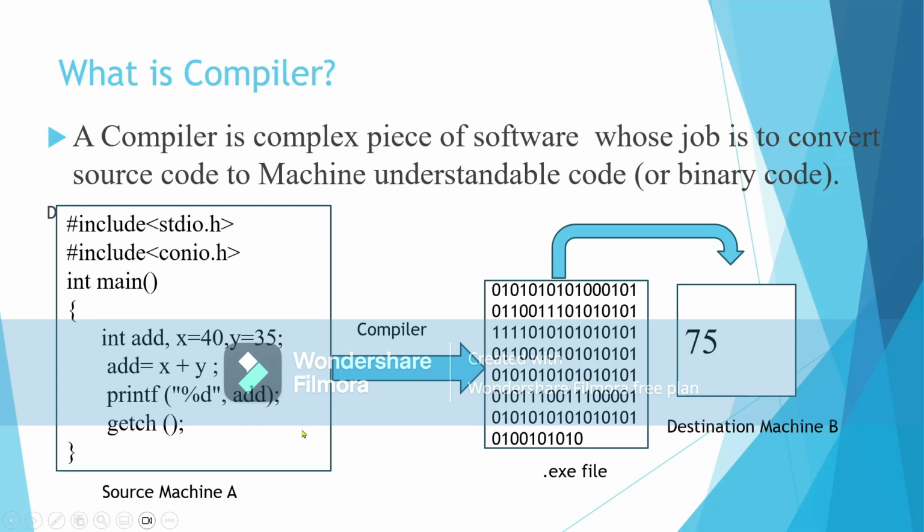Now see, we are considering the source machine to be a Windows machine. After compilation, the compiler is used as a translator. It converts this source code, the C programming language code, into binary code or machine understandable code, which is the .exe file. When the Windows operating system is there, the code gets converted into an .exe file. Suppose I am using the Mac operating system, at that time the file generated is a .app file. And this .exe code we can execute on the destination machine.